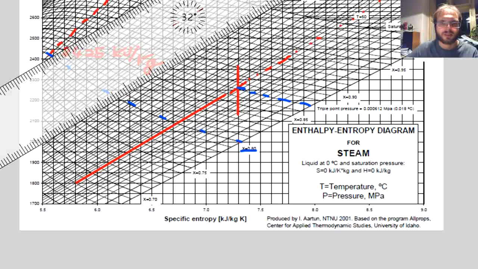Here, at the cross section of this isobar and the line of constant quality at 70% would be over here, which is at an enthalpy of apparently pretty much exactly 1850 kilojoules per kilogram.